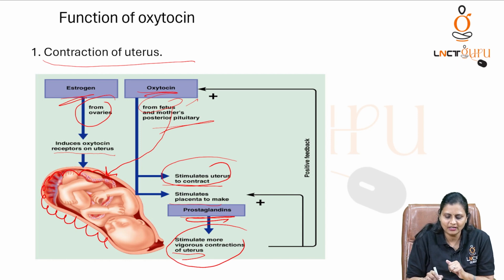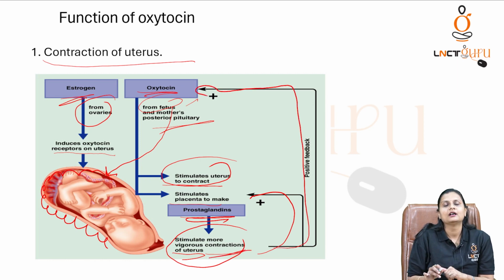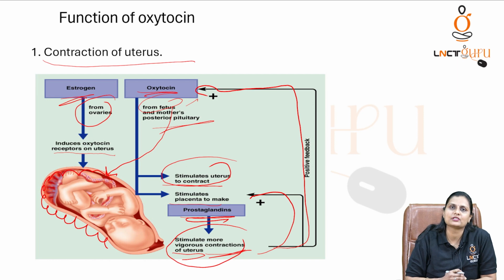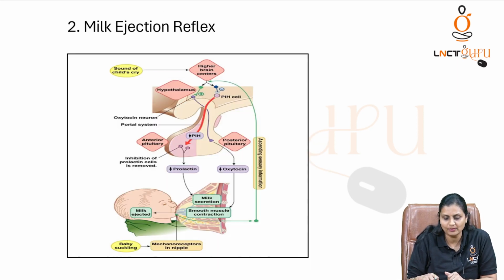So this is another example of a positive feedback mechanism. And also these uterine contractions give a positive feedback for the release of oxytocin from the posterior pituitary. So this is the important function of oxytocin. Number two is the milk ejection reflex.